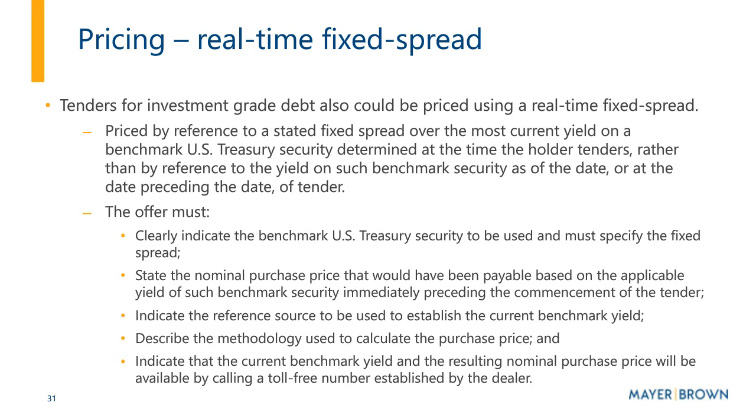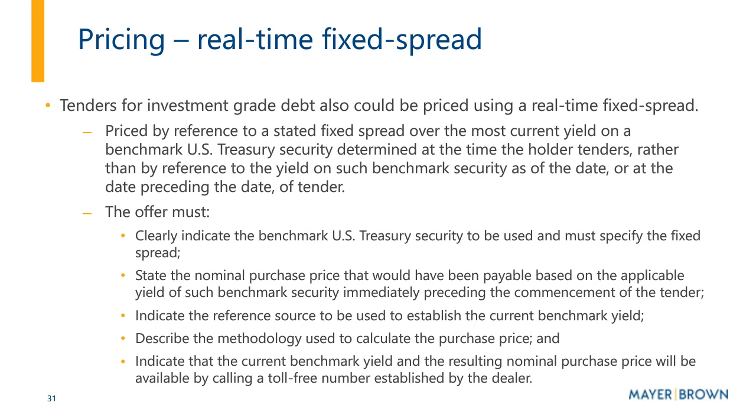In that case, the price for the tender offer was based on a reference to a stated fixed spread over the most current yield on a benchmark U.S. Treasury, determined at the time the holder tenders, as opposed to a fixed date, rather than by reference to a particular date. In that case, the offer had to clearly indicate the benchmark U.S. Treasury, which was typically on the front page of the offer to purchase, state the nominal purchase price that would have been payable on the applicable yield, so people could run their own calculations, indicate the reference source to be used to establish the benchmark, so that people could then go look that up.